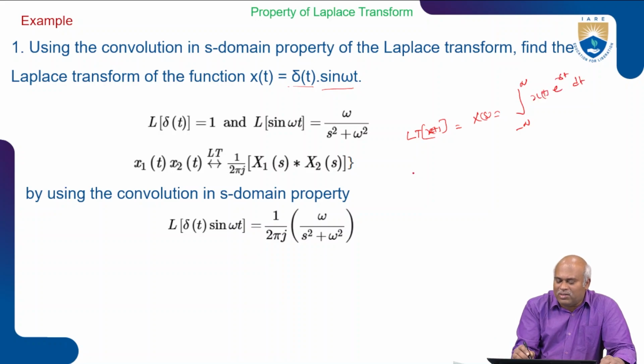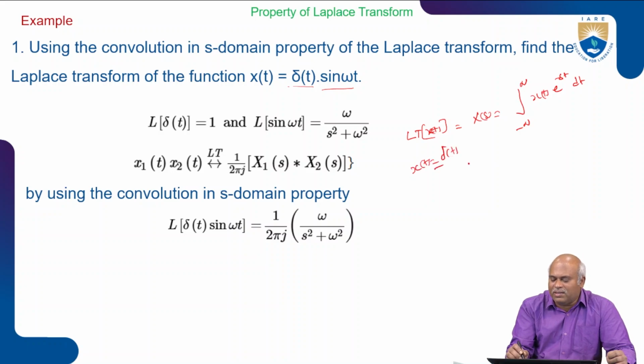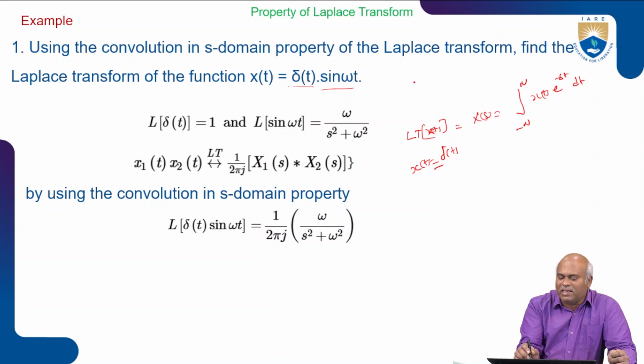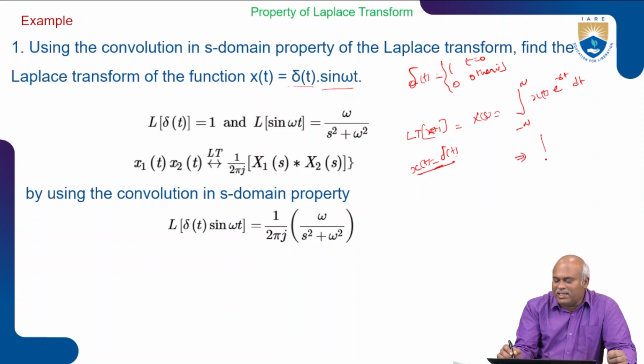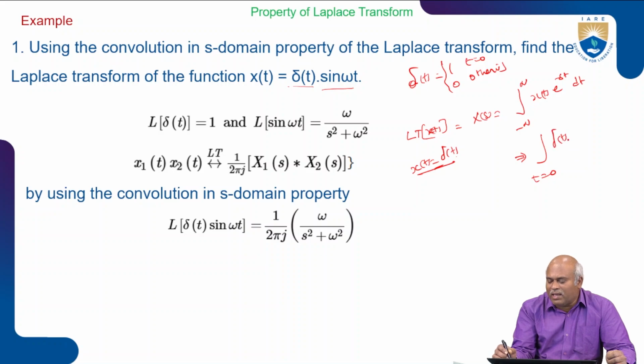So now x of t is equal to del of t, right? That del of t we know, that is del of t is equal to 1 when t equals 0, and 0 otherwise. Only at the t equals 0 position is the signal present. So now x of t we should substitute with del of t. Now in this case I should write the integration at t equal to 0 of del of t e power minus st dt.